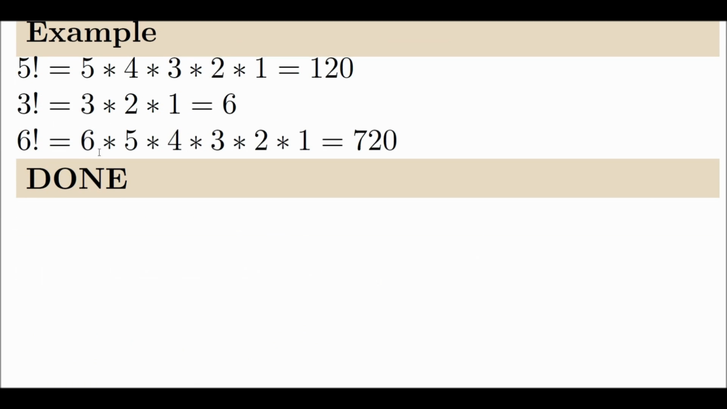Here are some examples. If I want 5 factorial, this is 5 times 4 times 3 times 2 times 1, that would be 120. If I want 3 factorial, that's 3 times 2 times 1, that would be 6. If I want 6 factorial, that's 6 times 5 times 4 times 3 times 2 times 1, that's 720.